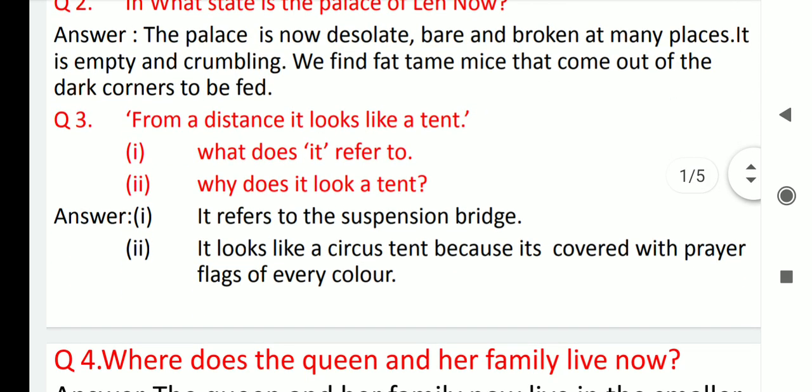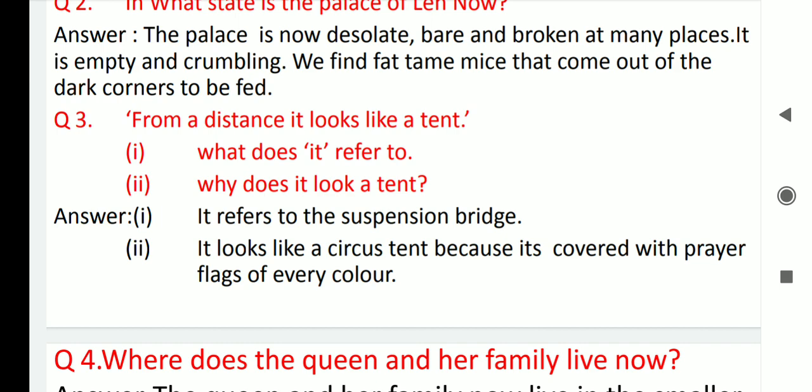Now question number 3: from a distance it looks like a tent. What does it refer to? Why does it look like a tent?